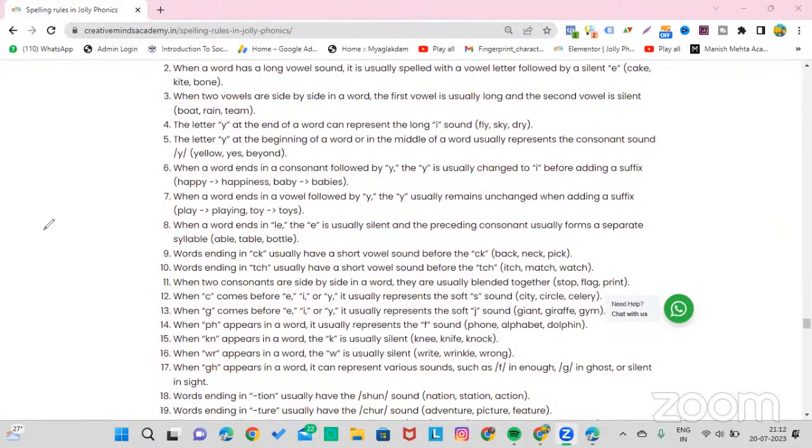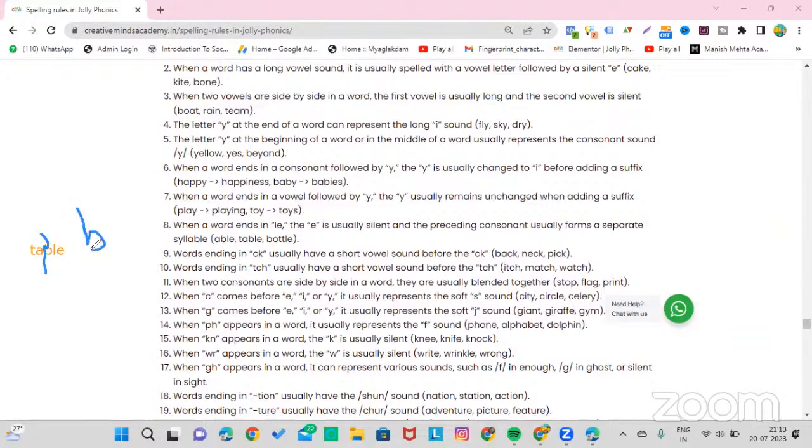Table. If you have to divide the word into syllables, table. Yes. Harsha is correct. Now, Harsha, who will tell me why we have divided after A? Why are we dividing like this? You can write in the chat box.